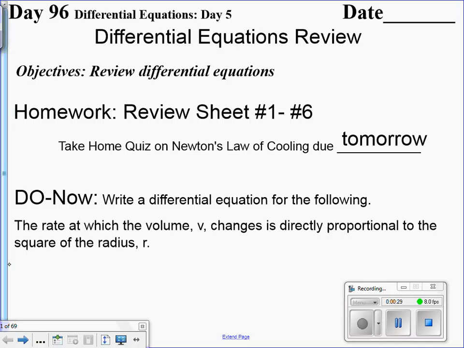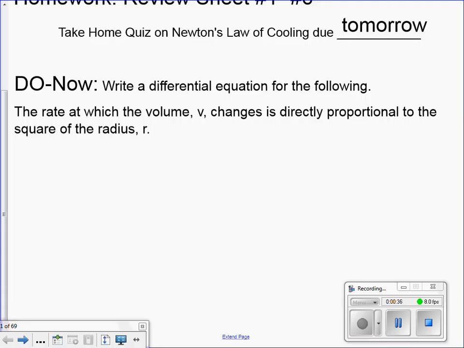So what I want to do today, we're going to do one multi-part problem, and then I'll let you work on this little review. We'll start reviewing early for this one. But for the do now, I need to see if you can translate from words into symbols the statement that I have up there. Sometimes they don't just give you the differential equation. Sometimes they just give a bunch of words, and you have to be able to translate it.